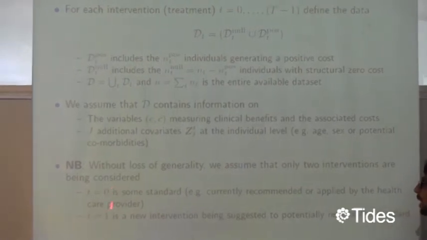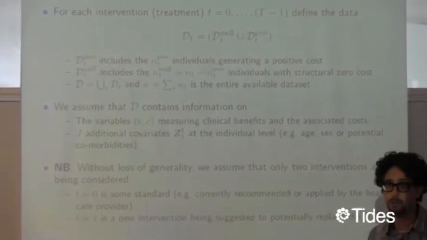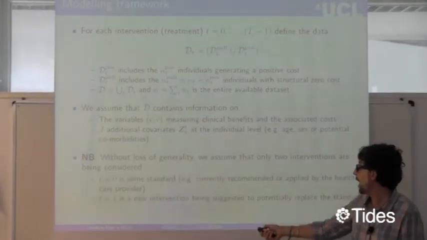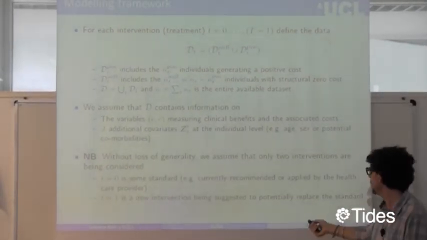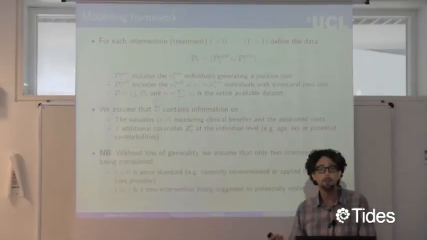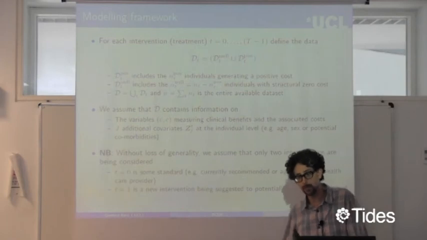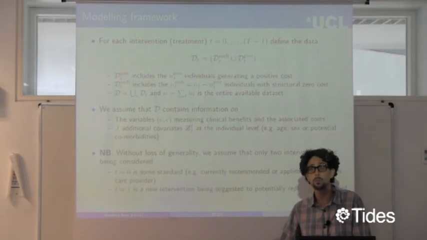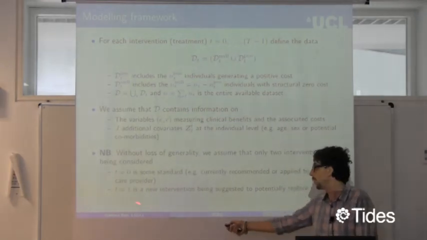To make life simpler, I'm just assuming that I have two interventions. This is not very restrictive though, because most of the times this is what we have. We have a standard treatment, for example, this would be what normally doctors are applying. And a new treatment, maybe a pharmaceutical company is developing a new drug and they want to test it or to put it forward in the market, and I call this t equals 1.